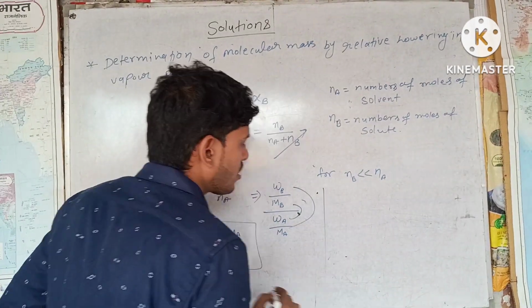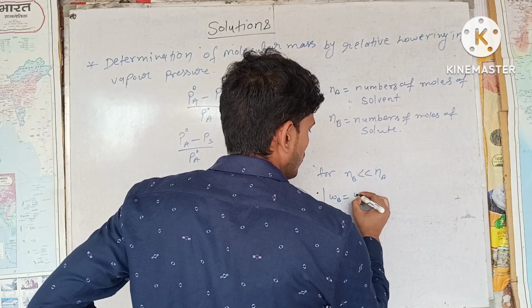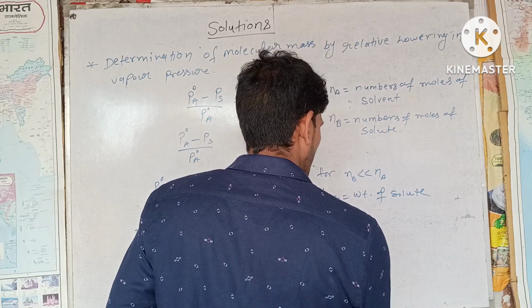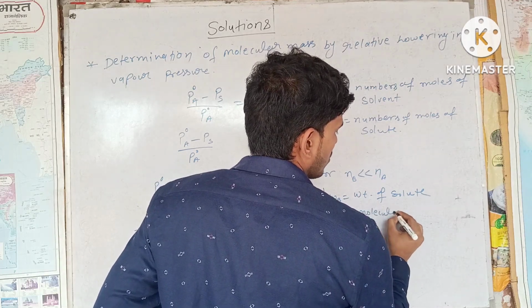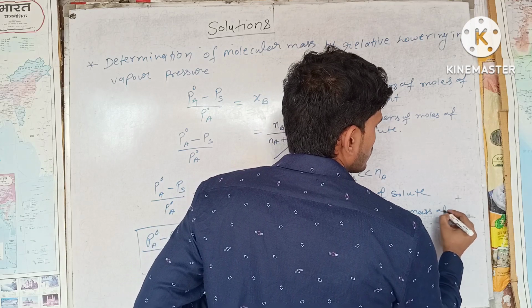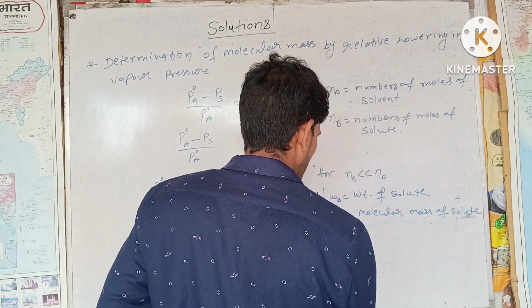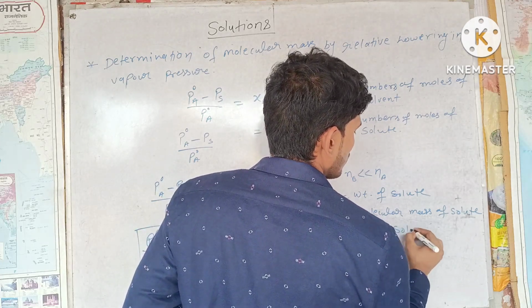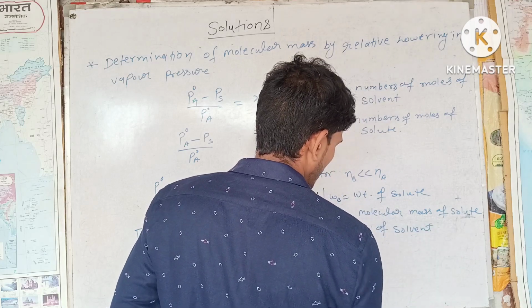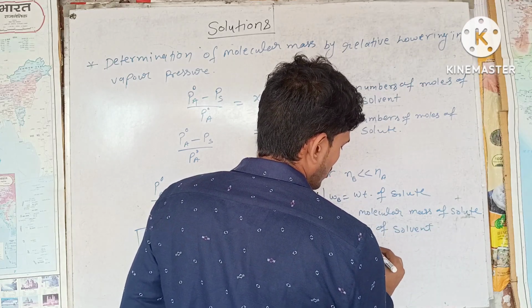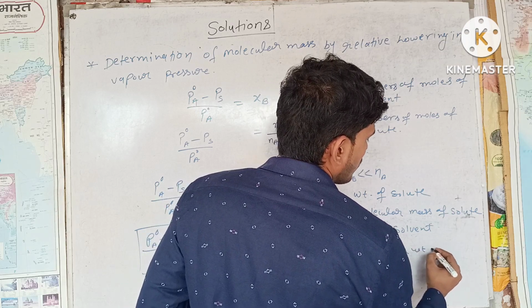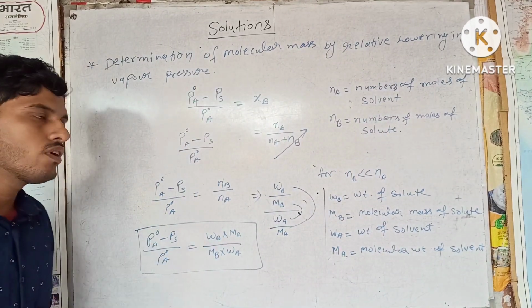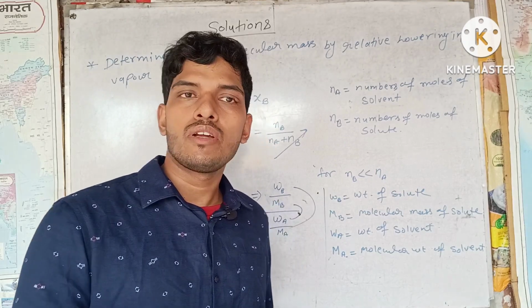So now here I am writing Wb equal to weight of solute, Mb equal to molecular mass of solute, Wa equal to weight of solvent, and Ma equal to molecular weight of solvent. Okay, so note it down. Now we are going to solve a few questions which are previous year questions.